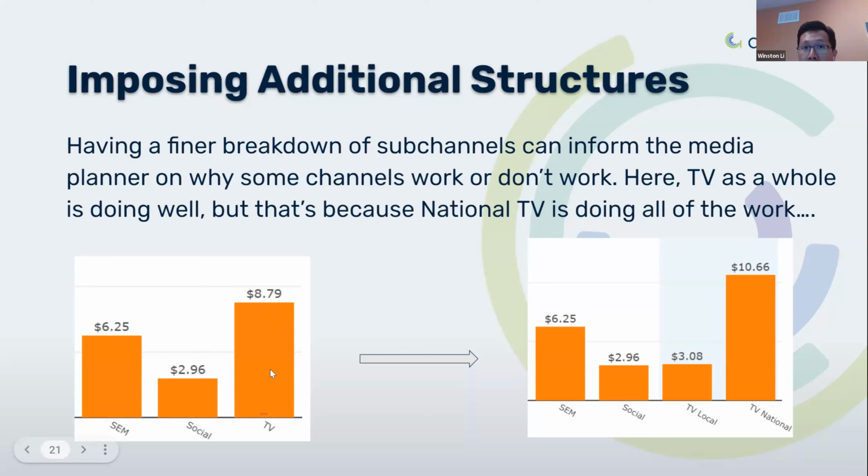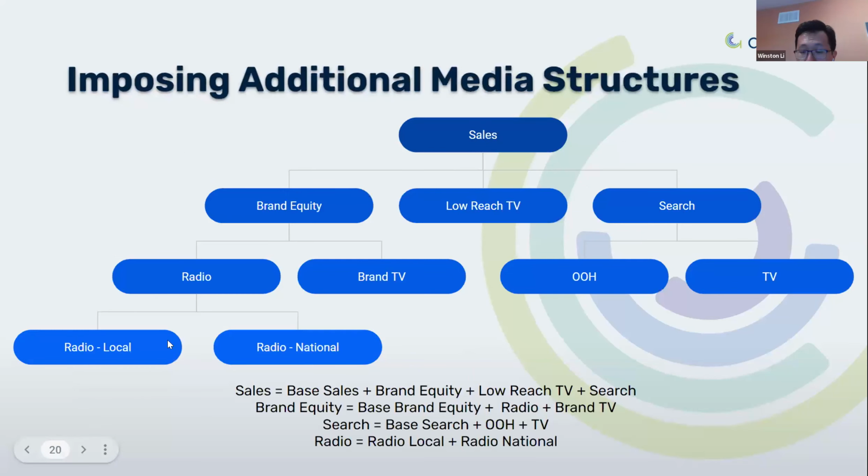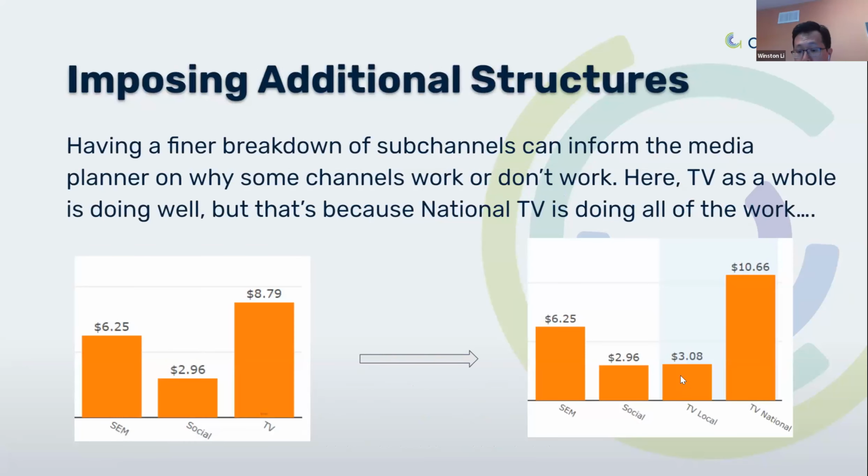Social is doing okay, and TV is the best channel. But actually, if you look further, if you were to add sub-channels into our models, if you were to break TV down to TV local and TV national, just like what we're doing here with radio, you can see it turns out that TV local is not that great.